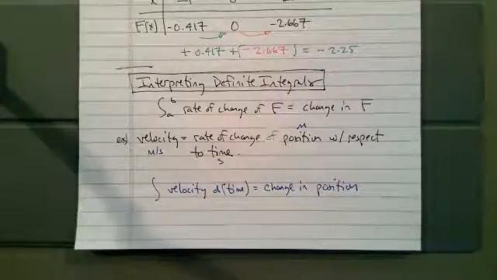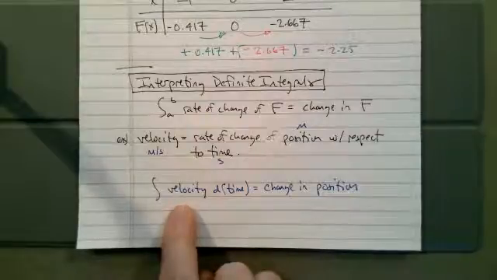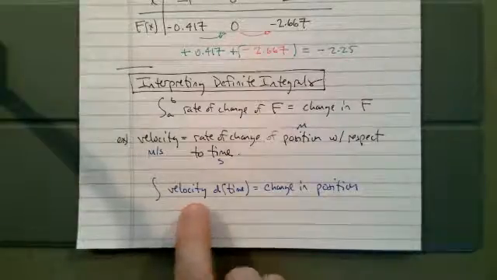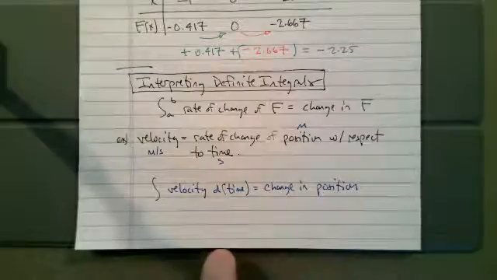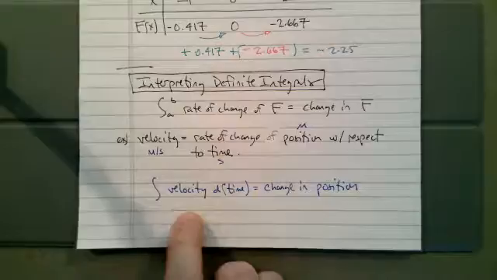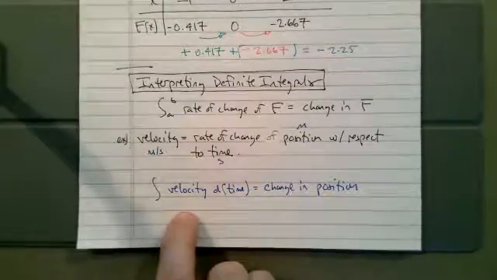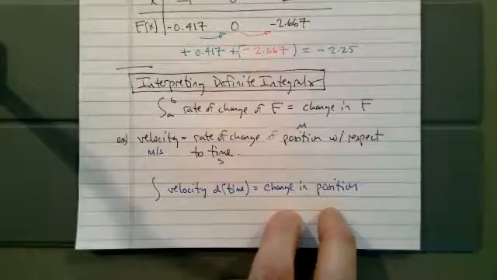We always start off with a lot of functions that are changing with respect to time. So, how fast the population is changing with respect to time. If we integrate the rate of change of population with respect to time, we'll get the change in population. If we're given the rate of change of the temperature with respect to time, then integrating that rate of change of temperature with respect to time will give us the change in the temperature.